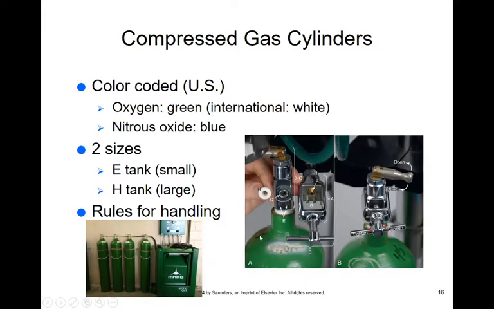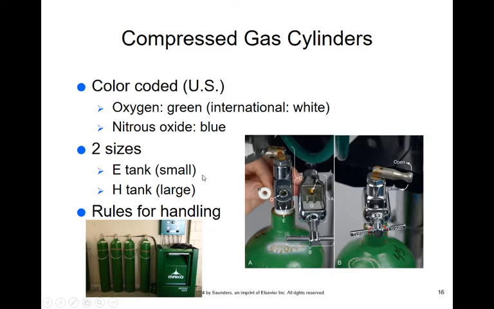These compressed gas cylinders are very dangerous, and they need to be chained and set upright so that they don't fall down. If we break off that yoke, it turns into a rocket, and it will go through brick walls. So we want to be real careful with it. Oxygen is green. Internationally, it's white.